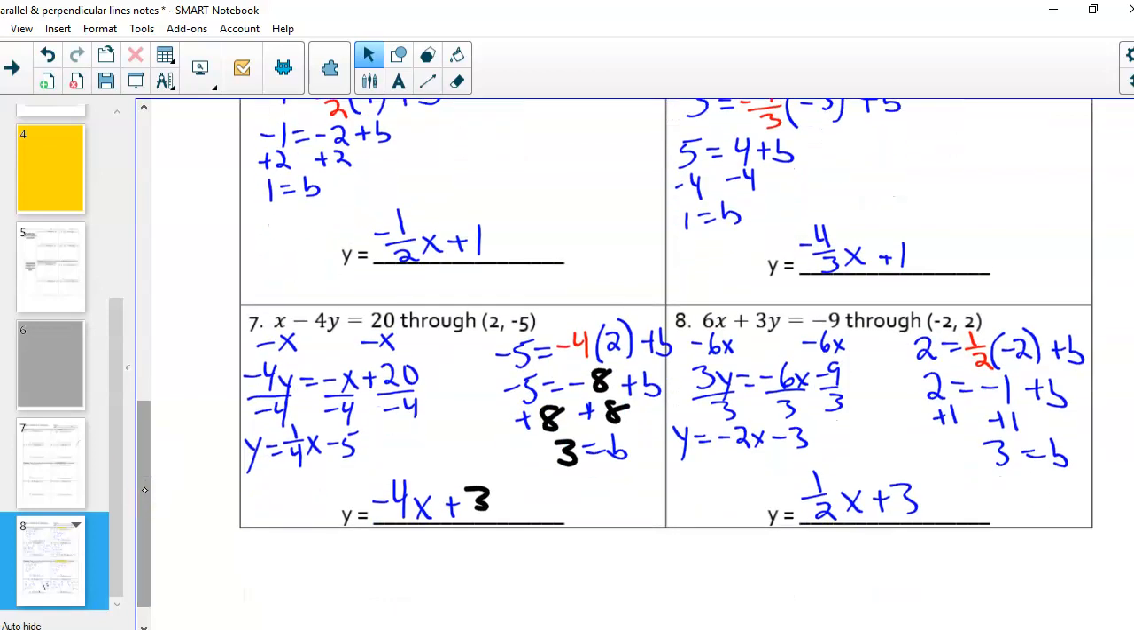Yeah, so after you solve this for y, that was just your equation that you're basing everything off of. You had to change your slope. Okay.